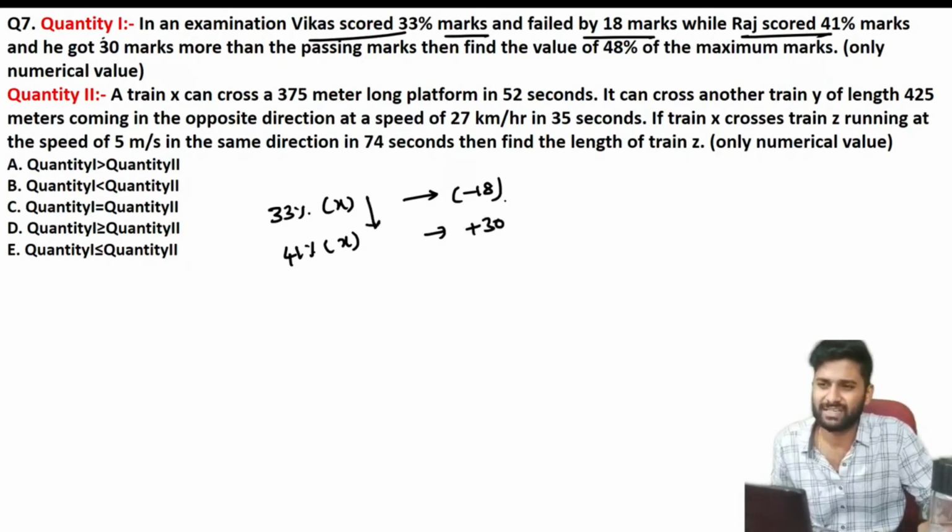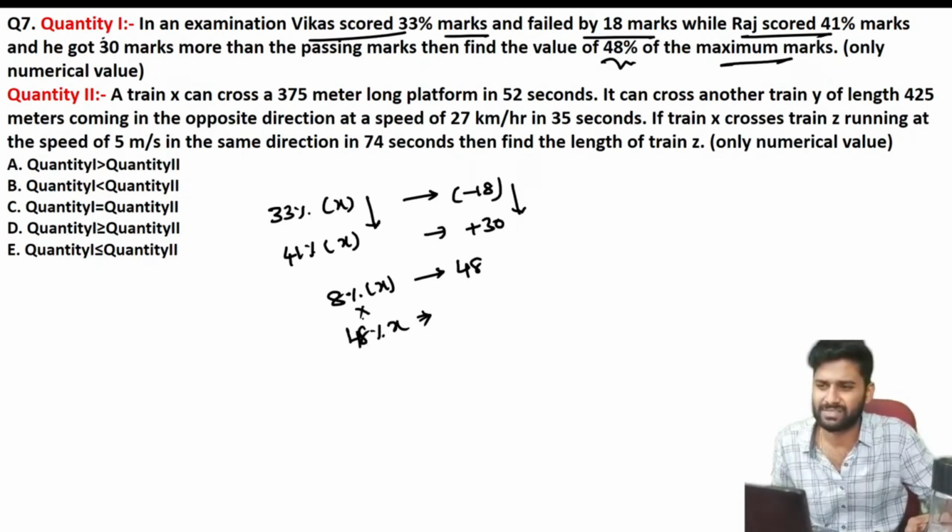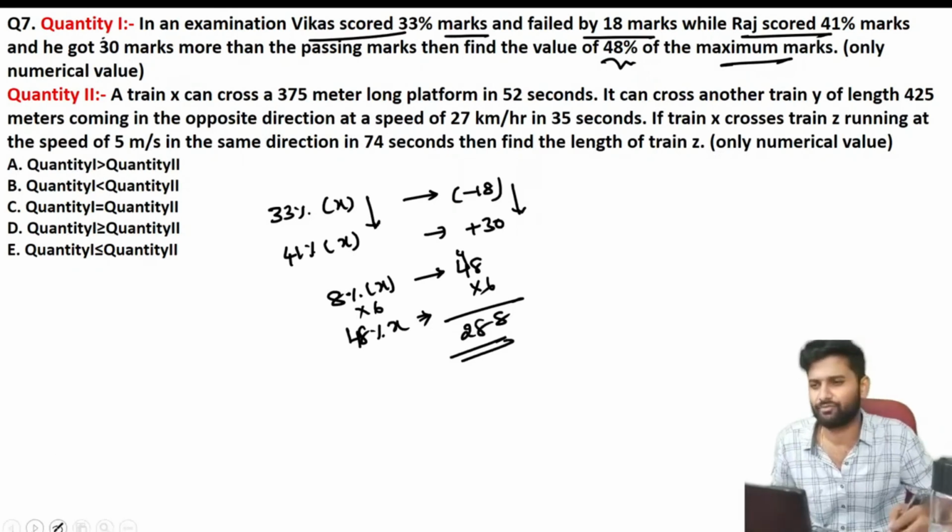Guys, if percentage increases, marks also increase. How much percentage increases here? Here 8 percentage of total score is exactly equal to 48 marks. Then you will get the total value. See, here the question: what is the 48 percentage of maximum? 48 percentage of maximum means it's exactly 6 times multiplied by 6 times. So here the 48 percentage of maximum marks is exactly equal to 280.